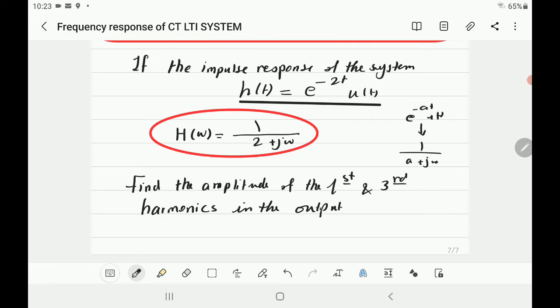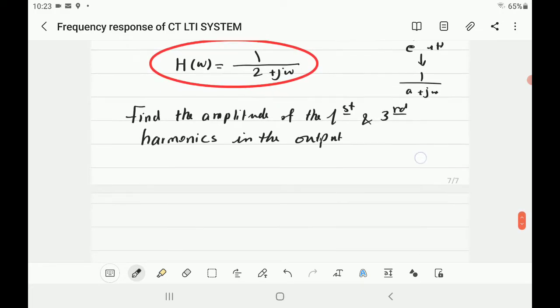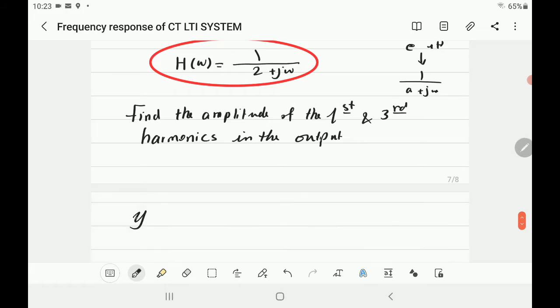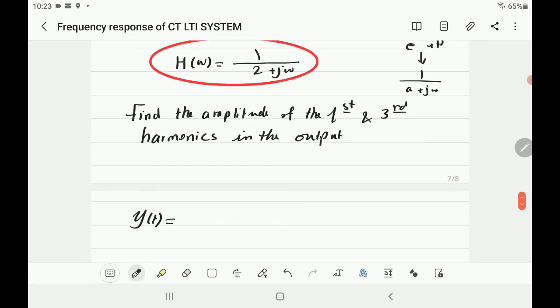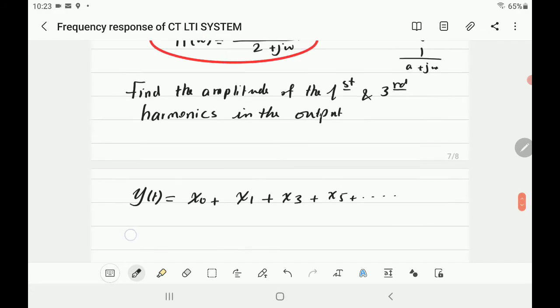Well, they don't want the whole thing. They are focusing on the first and the third. So how can you find that? Well, we'll say that the output y of t, you have the input, let's say you have the DC x0, and you have x1, x3, x5, and so on in our example. That's all will be multiplied by h omega, all right?